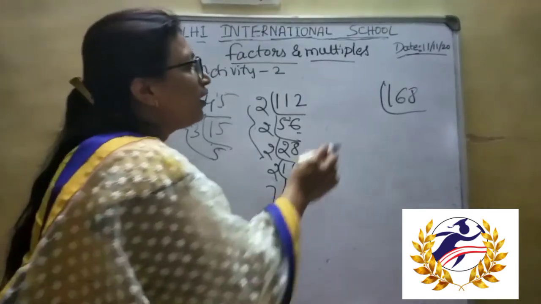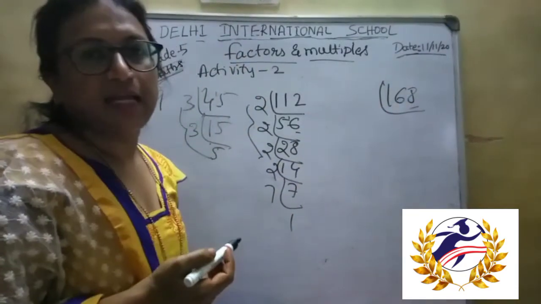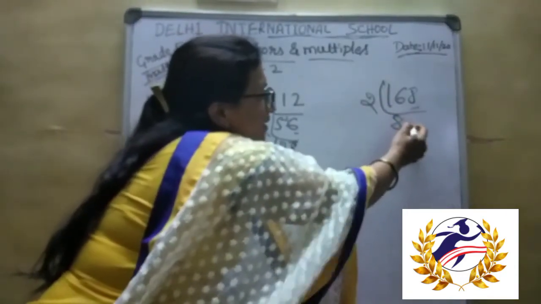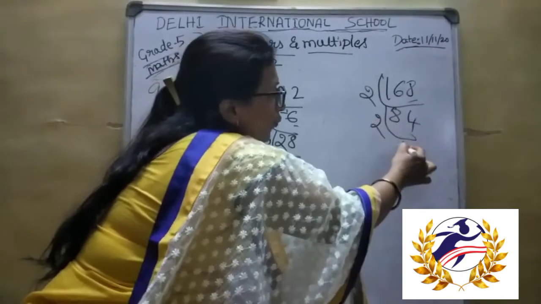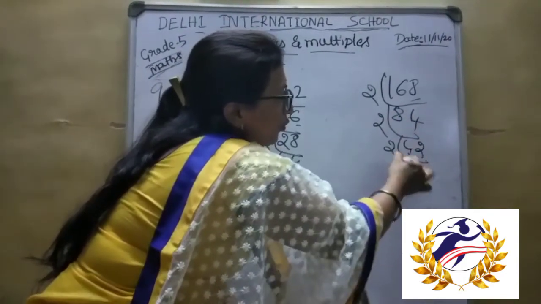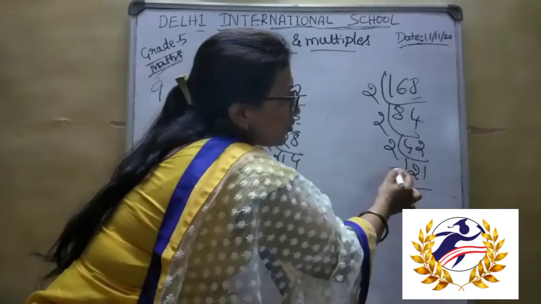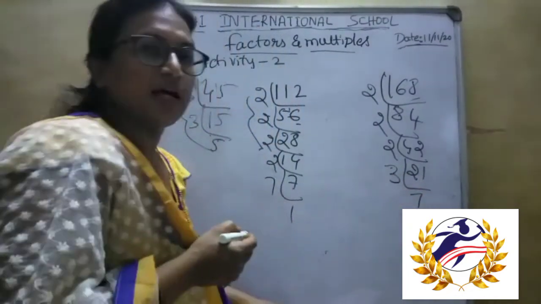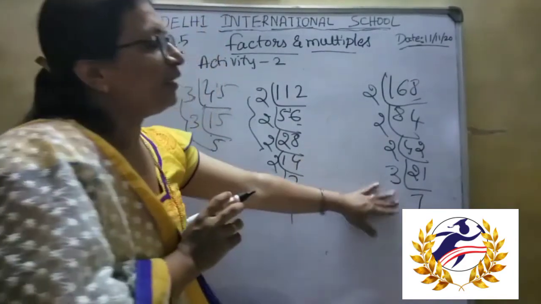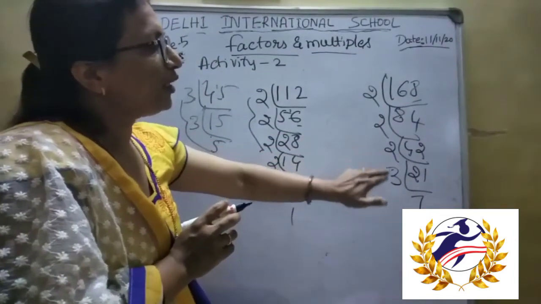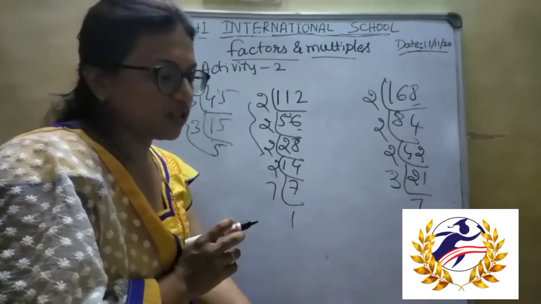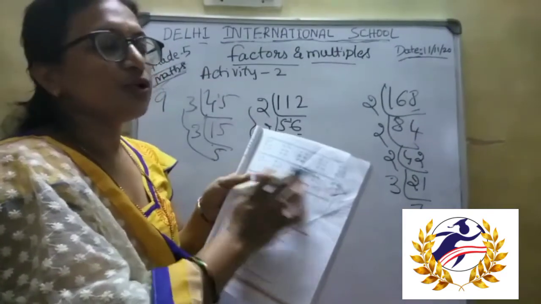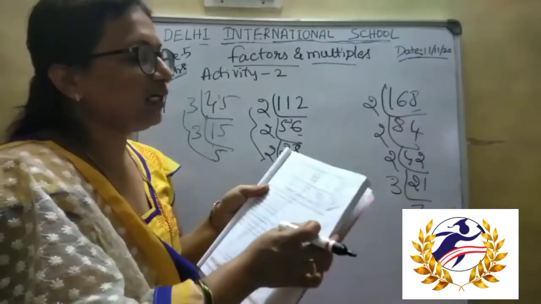Okay, so like that. So let us take this one, 168. It also has the even number in the ones place. I will take 2. 2 8s are 16, 2 4s are 8, 2 4s are 8, 2 2s are 4, 2 2s are 4, 2 1s are 2. So an odd number is there, it doesn't go with 2. So 3 7s are 21. So again it doesn't go with any number. 2 into 2 into 2 into 3 into 7 is the prime factorization of the number 168. So this is how you should do all the problems with this long division method.